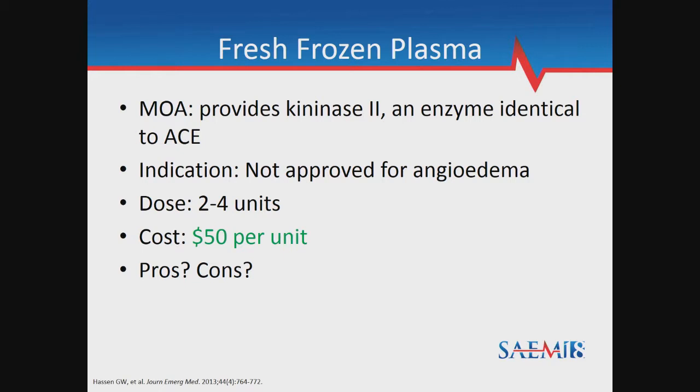Cons: FFP is a blood product, so you run the risk of infection, fluid overload, and there's also a theoretical chance of making angioedema worse. The way that this works is if the patient has hereditary angioedema that has not yet been diagnosed. Hereditary angioedema is a complement-mediated process. If you give FFP, you are giving complement factors, so you could actually be making it worse. This is more theoretical, it hasn't happened yet, but something to keep in mind.